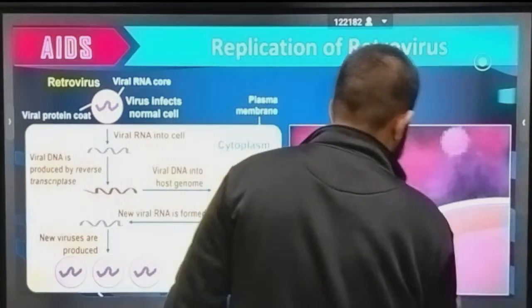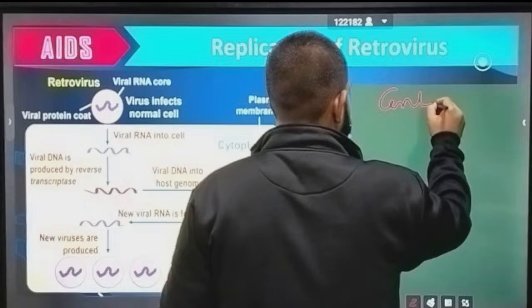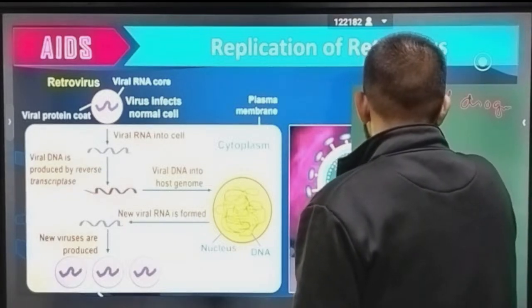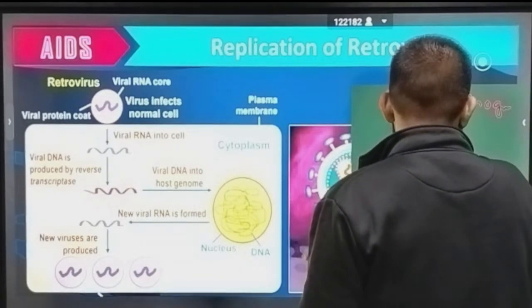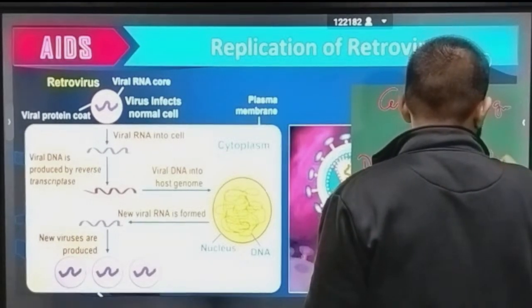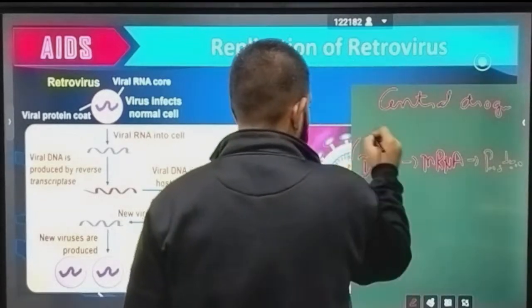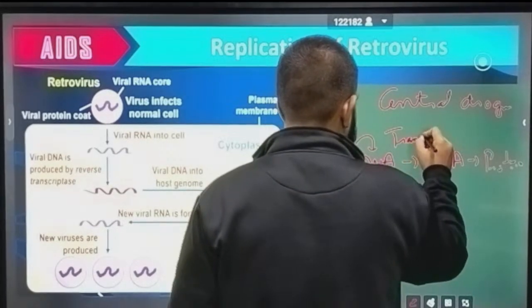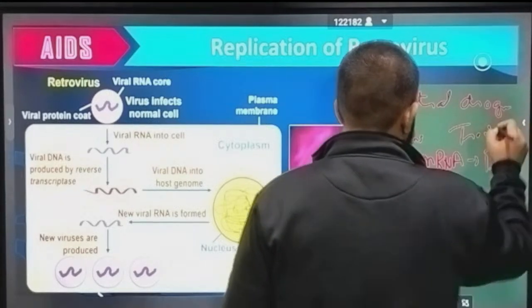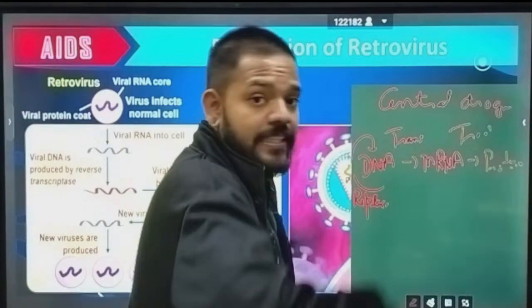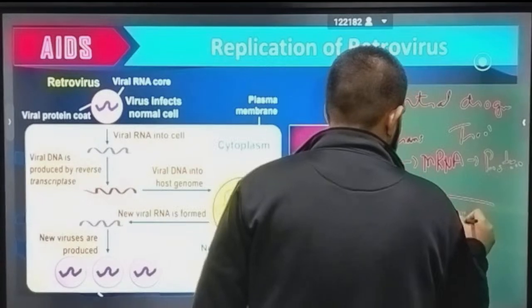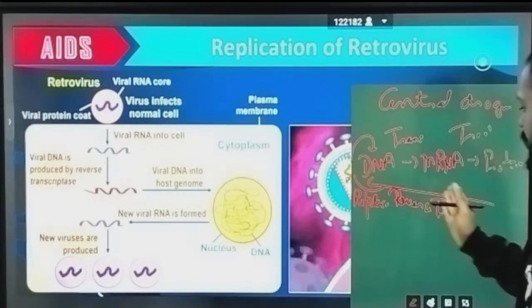In molecular basis of inheritance you studied the central dogma, in which DNA produces mRNA, and mRNA produces protein, and DNA itself produces itself. That process is replication, and DNA to mRNA is transcription, and mRNA to protein is translation. And if you have RNA and that RNA develops DNA, then it is called reverse transcription. You are getting backside, you are pulling a back gear, then it is reverse transcription.